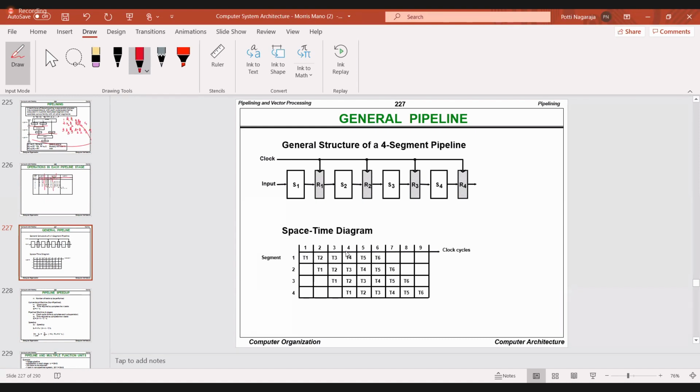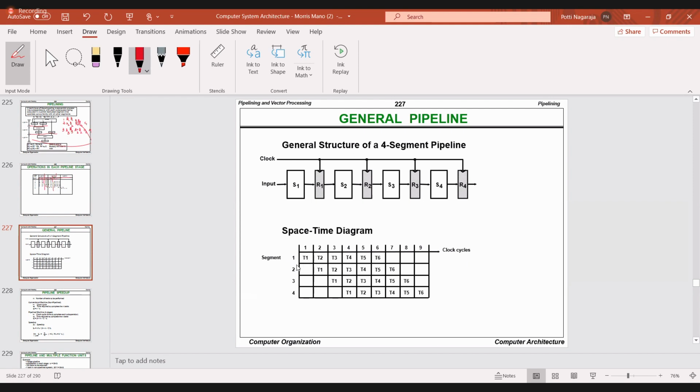X is nothing but the number of clock cycles that you require. These are nothing but segments. Totally how many segments? Four segments. And for each segment you require 6 steps. You require 6 clock cycles to complete each segment.